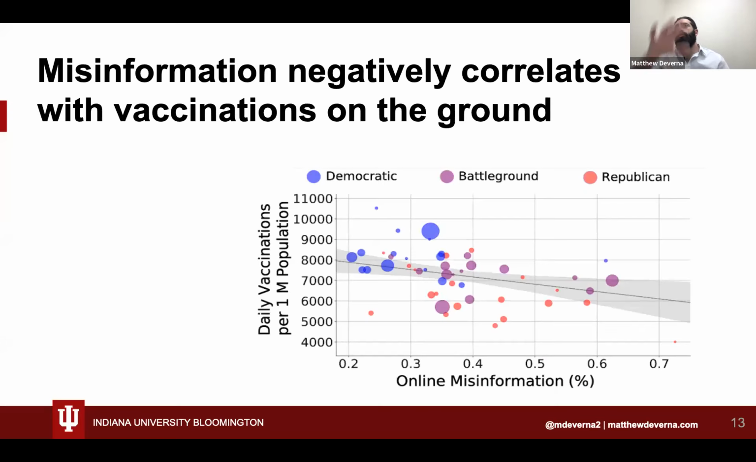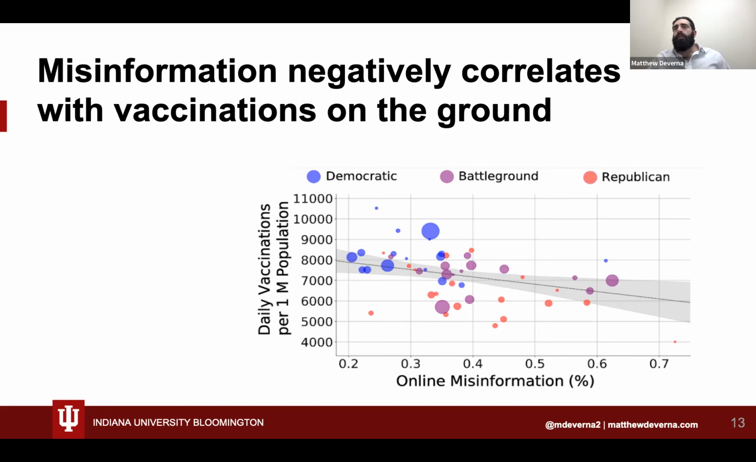The major takeaway here is that we found that misinformation negatively correlated with vaccinations on the ground. I'll just explain the figure. The dots are representative of the states. We color them based on their political leaning, based on the 2020 election. On the y-axis, we have the daily vaccinations per 1 million in the population, and on the x-axis, we have the percentage of online misinformation being shared in that state.